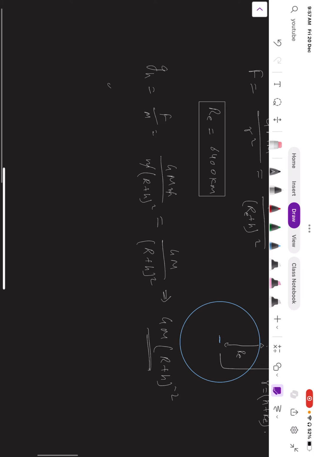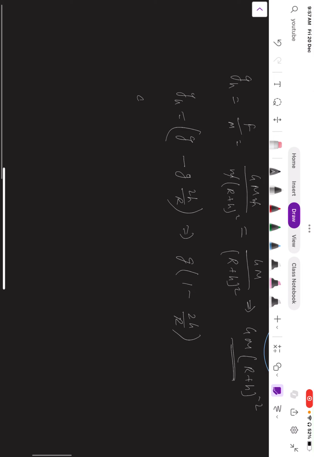After breaking the binomial expression, we get g plus g into 2h by R. Sorry, not plus, this is minus. If we take g common, we get g into (1 minus 2h by R). This is the formula, and this is a very important formula because many PYQs ask on it.